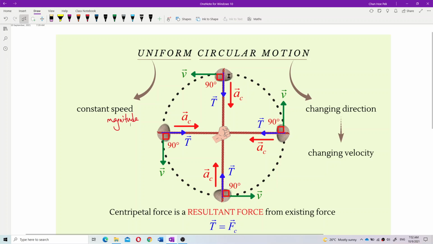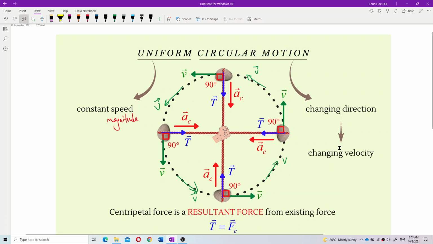Like you see at the top here, the velocity is to the left. But moving to this position, the velocity becomes downward. At the bottom, velocity is to the right. And over here, velocity is upwards. So velocity always changes direction. Over here, velocity is in this direction. Over here, velocity is in this direction. You see, it always changes direction.